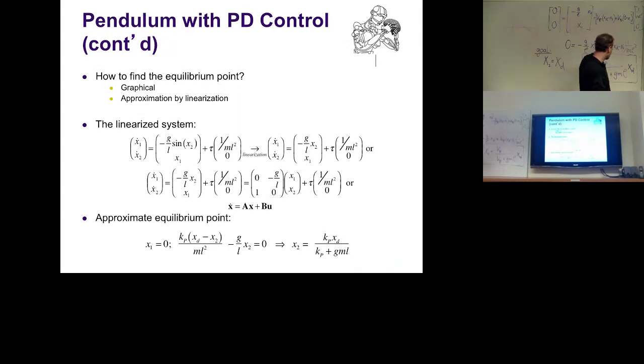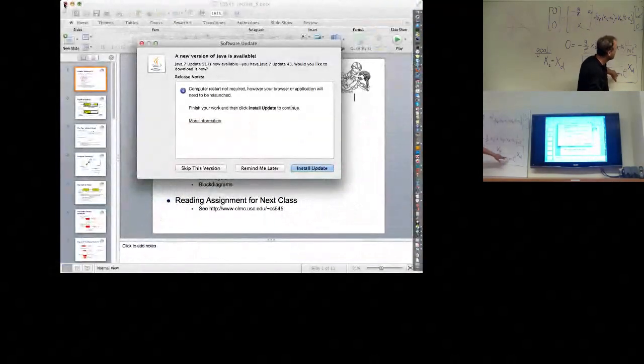So what does this pre-multiplier mean? It's the proportional gain in the numerator, proportional gain in the denominator, and then there is a term which depends on G, M, and L.